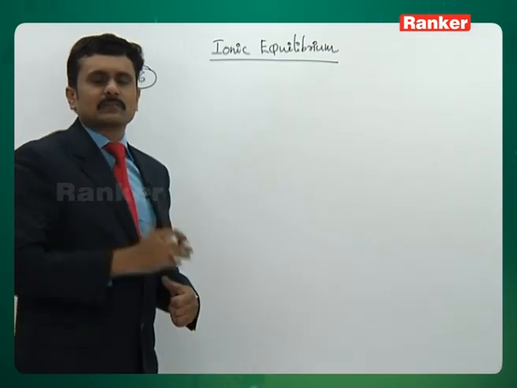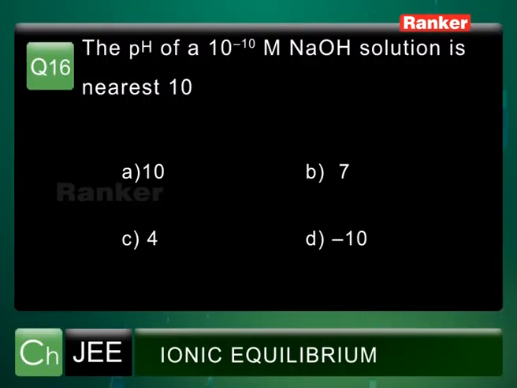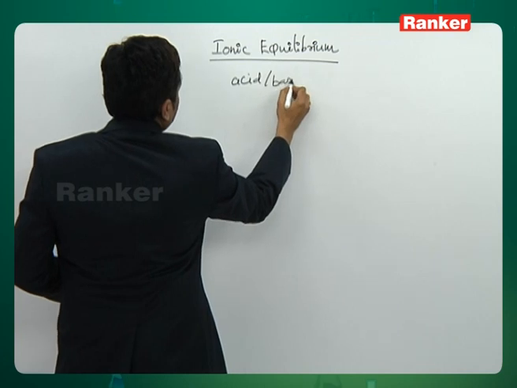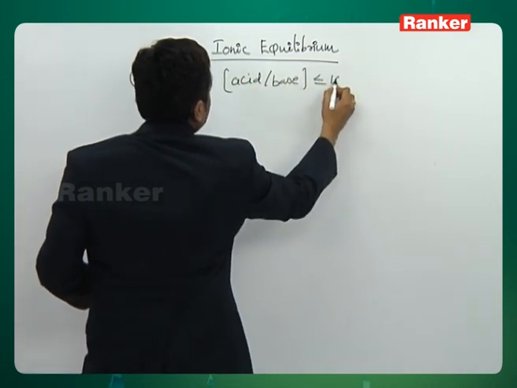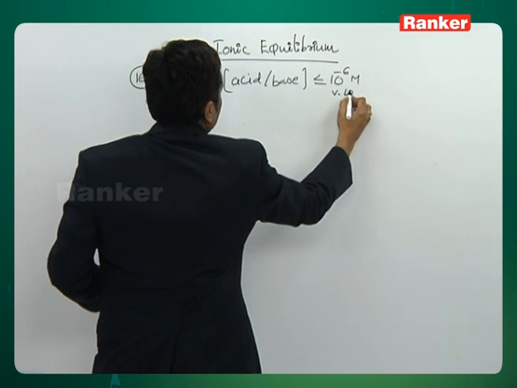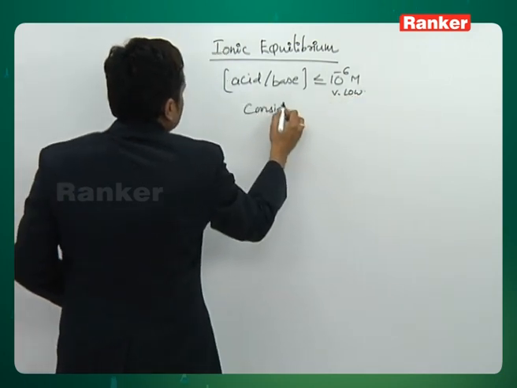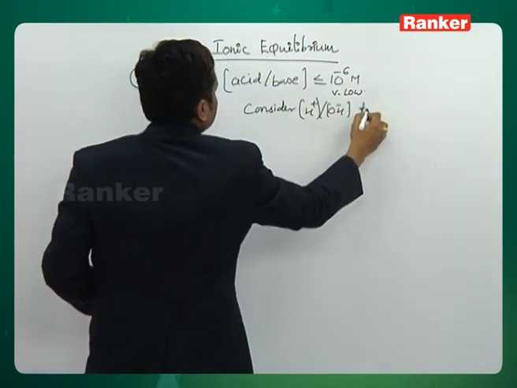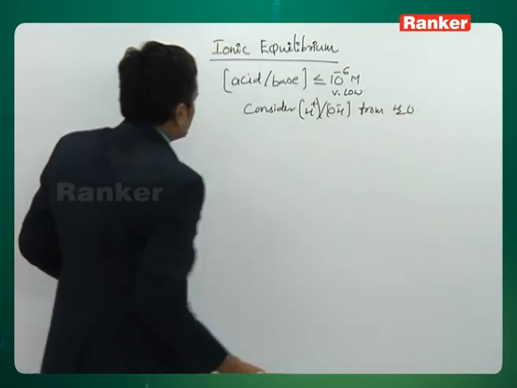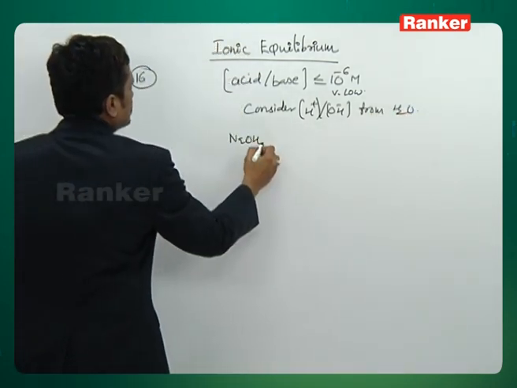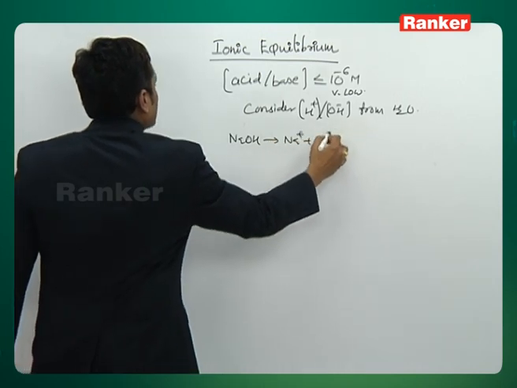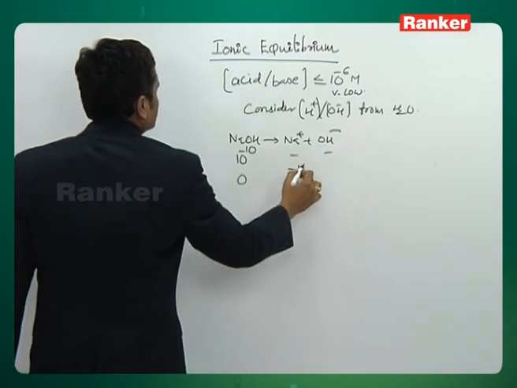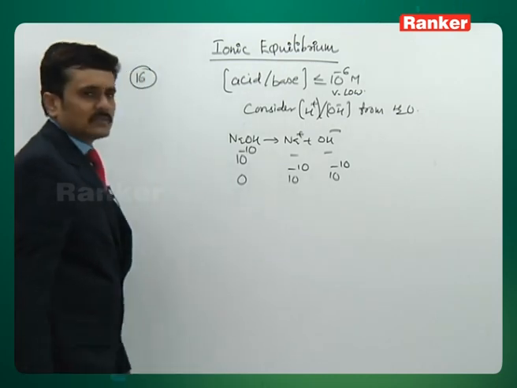Now we have 10 to the power minus 10 molar NaOH solution and pH is being asked. Now when we have any acid or base concentration less than or equal to 10 to the power minus 6 molar, that means very low, then consider the H plus or OH minus concentration coming from H2O also. What I mean to say, in this current case you have NaOH dissociating into Na plus and OH minus. The concentration of this was being taken as 10 to the power minus 10 initially, then complete dissociation gives you equal amounts of both Na plus and OH minus.